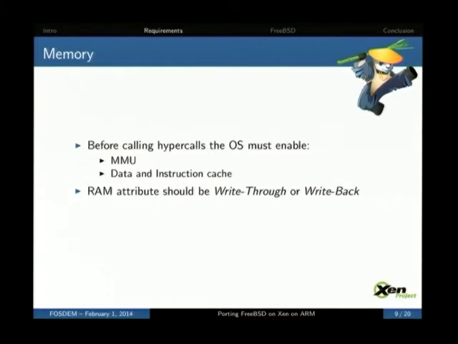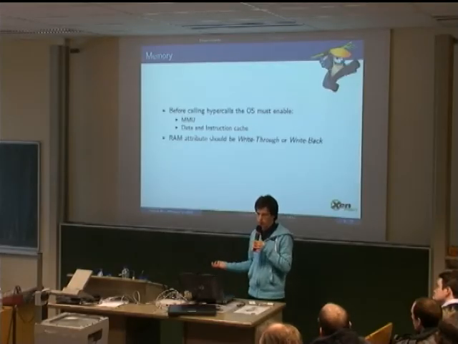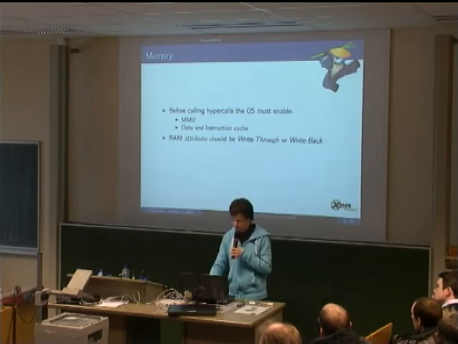So we also ask for the RAM, which is used by Xen. When you make a hypercall, you sometimes need to give a physical address or a virtual address of the guest. So this memory should be write-through and write-back. If it's not write-through and write-back, your guest can crash and you will never see the data from Xen or for the guest.